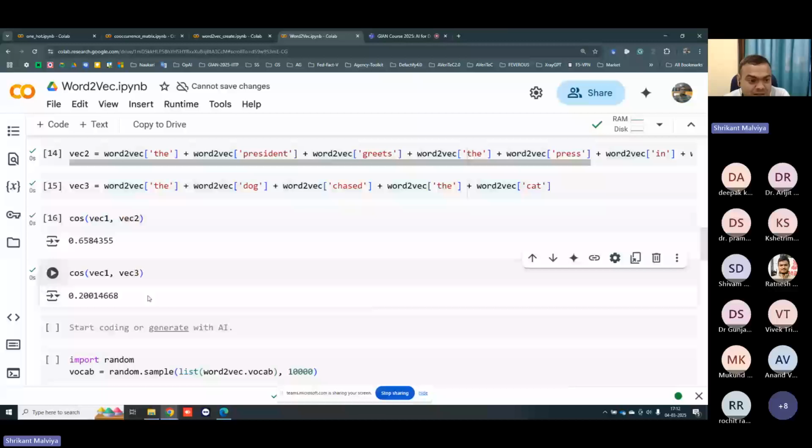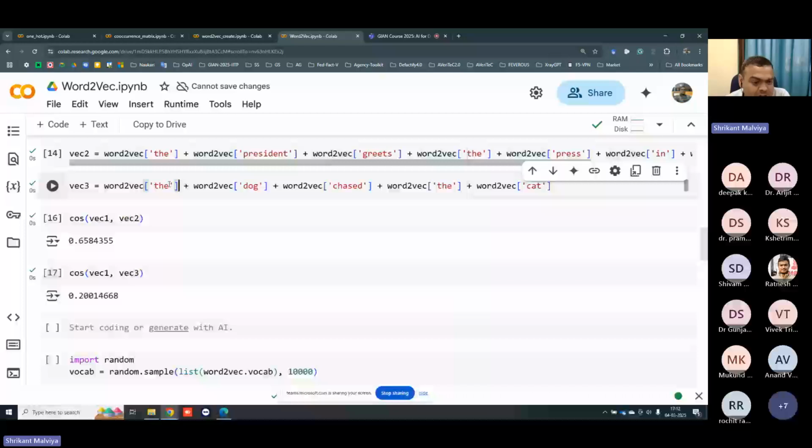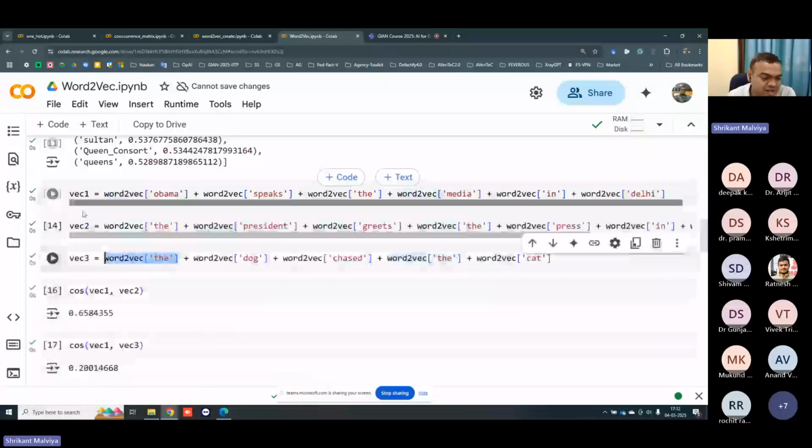When you have a semantic dense representation of a word and use that word embedding to find out the representation of a sentence, you can find out how close two pieces of text are to each other. So vector 1 and vector 3 are very distinct from each other. There is no similarity, so the cosine similarity was also low.